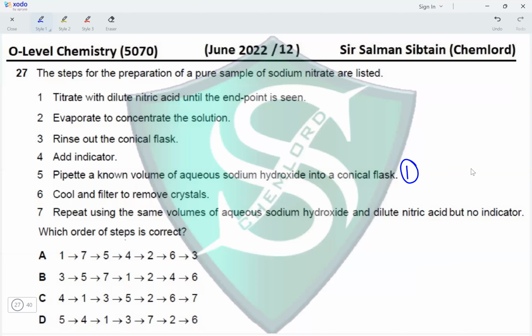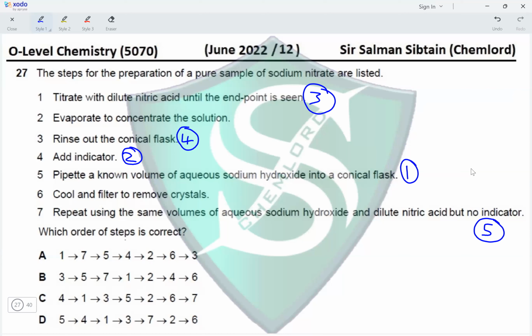Pipette a known volume of aqueous sodium hydroxide into a conical flask. Yes. Then we add the indicator. So this becomes point number two. Then what do we do? We titrate with nitric acid until the end point is seen. Yes, because indicator has been added. Then we rinse out the conical flask. This becomes point number four. Then we repeat using the same volumes of aqueous sodium hydroxide and dilute nitric acid, but no indicator. Yes, indicator should not be present in the salt along with the salt.